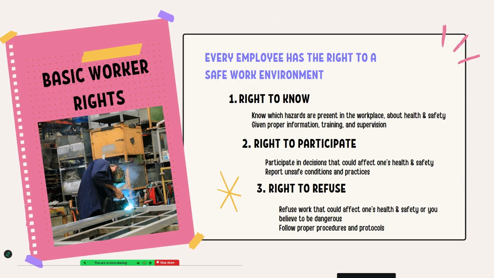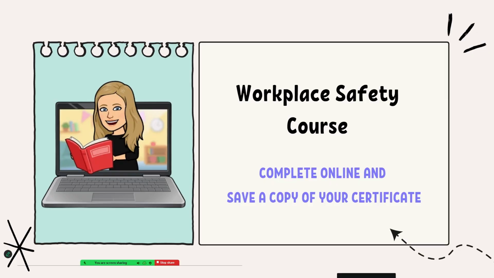We moved from the basic human rights to the basic worker rights. Every employee has the right to a safe work environment. There are 3 basic worker rights: the right to know, the right to participate, and the right to refuse. We talked about how you need to be informed. You have the right to know what's happening where you're informed. You have the responsibility to participate. Everyone's safety is the responsibility of everyone. And then if you are going to refuse unsafe work, make sure you follow proper procedures and protocols.